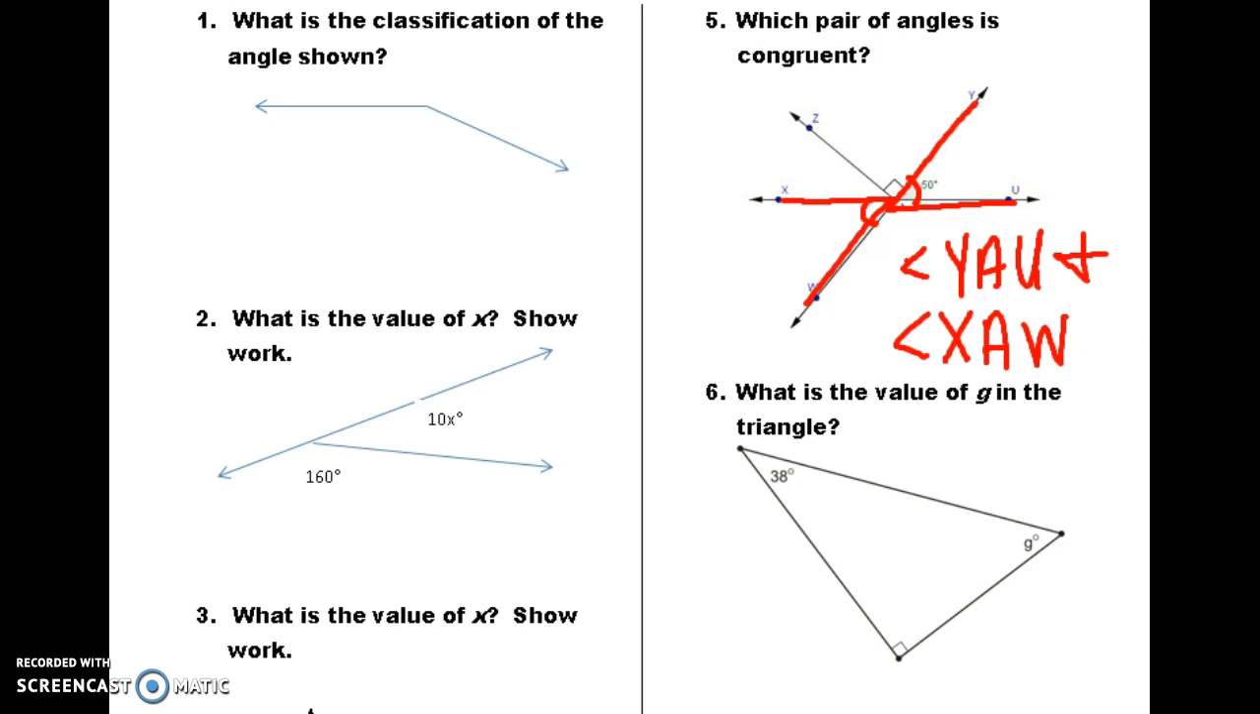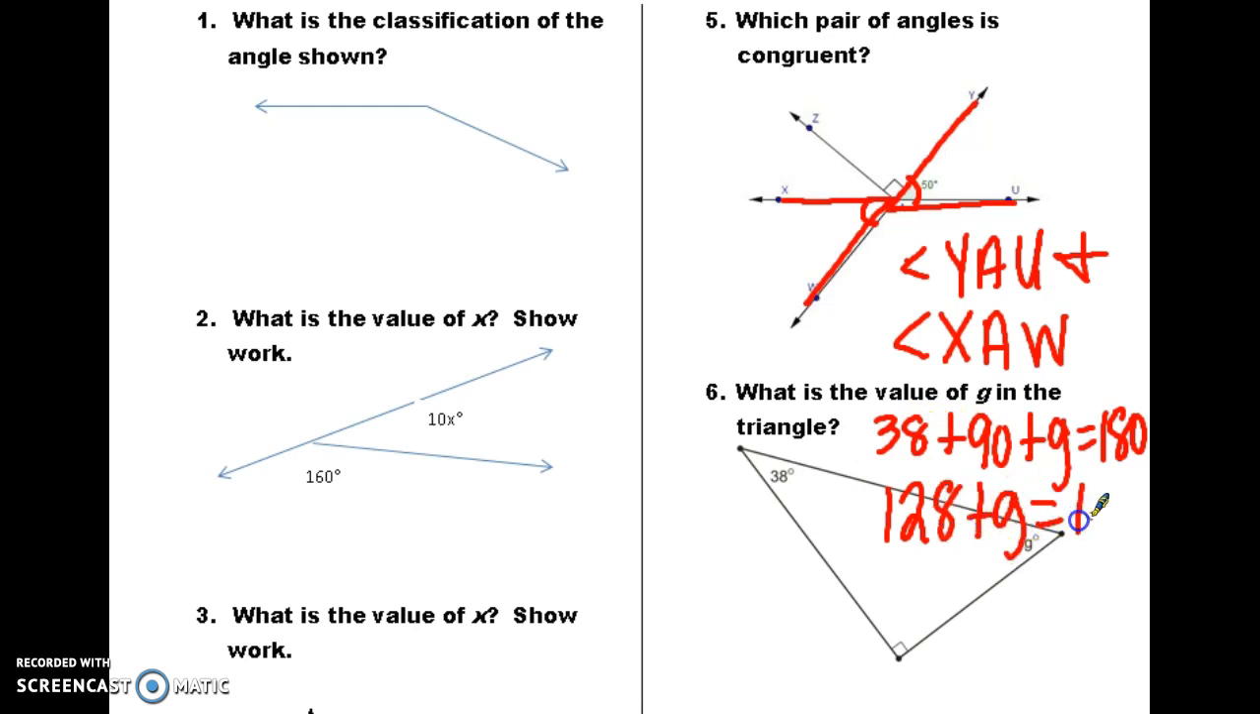Number 6, what is the value of G in the triangle? With every single triangle, you add the 3 angles together, they will equal 180 degrees. So 38 plus this right angle, which is 90, plus G equals 180. Again, you have to combine like terms first. 90 plus 38 is 128. Bring everything else down. Subtract 180 minus 128, and you will get that G is 52 degrees.